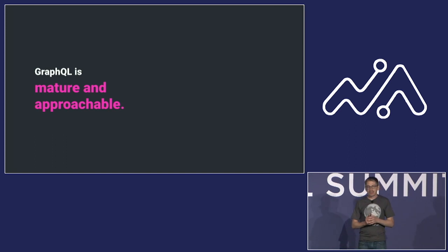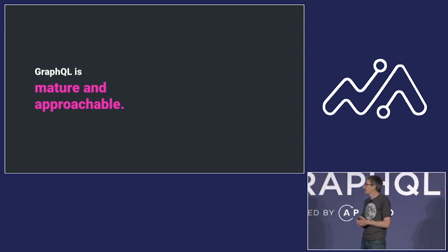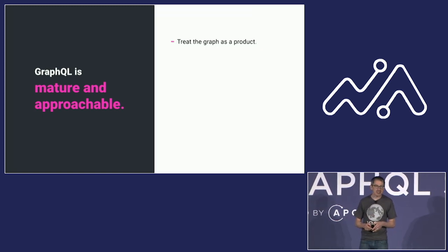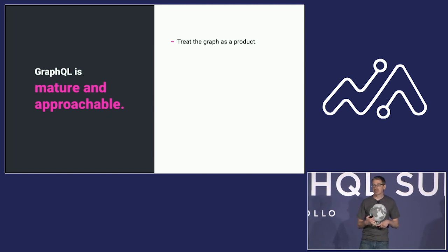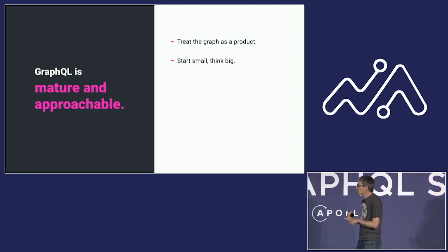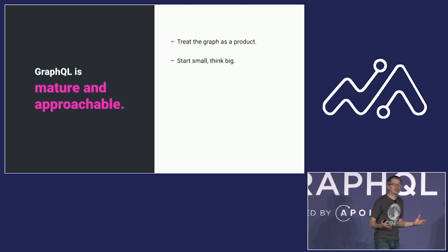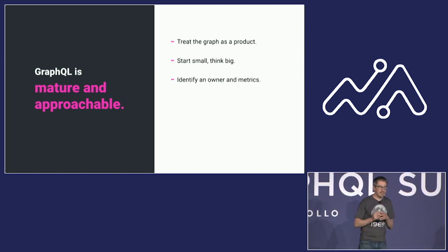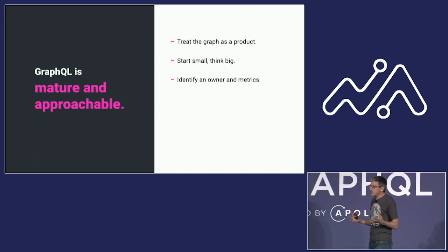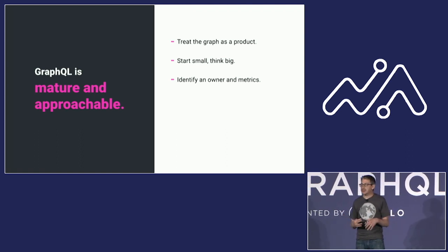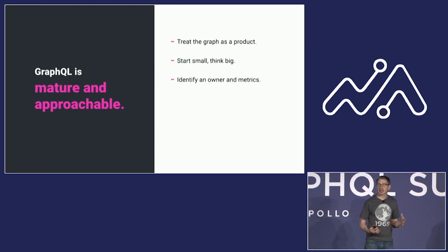So let me summarize. GraphQL is mature and approachable. And here are some key ideas for success. Build a data graph, treat it like a product from the beginning. Start small, adopt an incremental approach, but think big. It's going to grow. Figure out who the graph champion is going to be. If that's you, think about how you can leverage your graph skills across your whole team and how you're going to measure the health and success of your work.